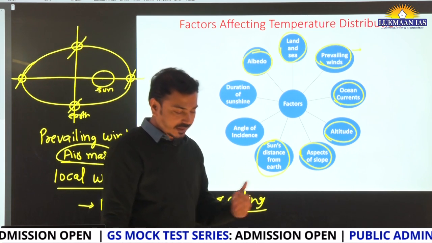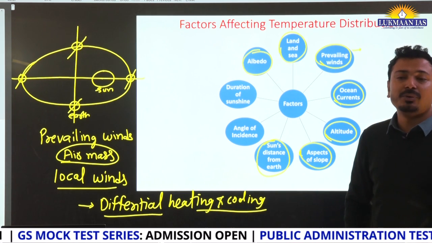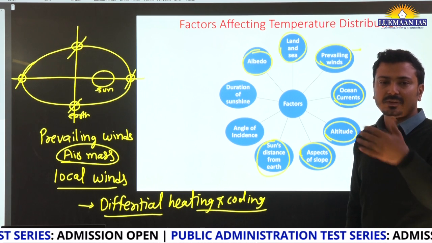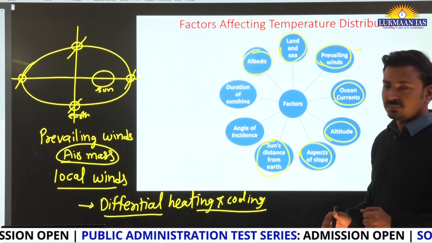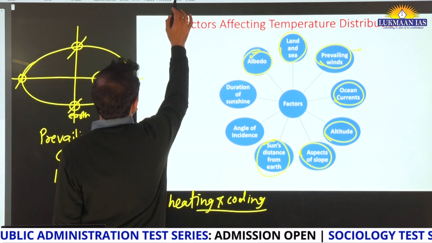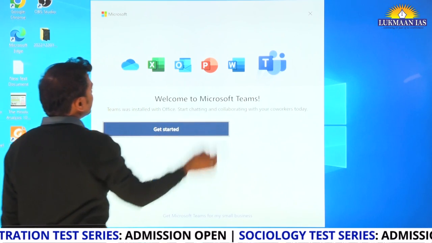Then thereafter, we can say that vegetation is there. The least albedo is of the construction material, the tar, or we can say concrete. It absorbs everything. So, these are the factors we should remember, and the relevant phenomenon. Questions come on this in Prelims.